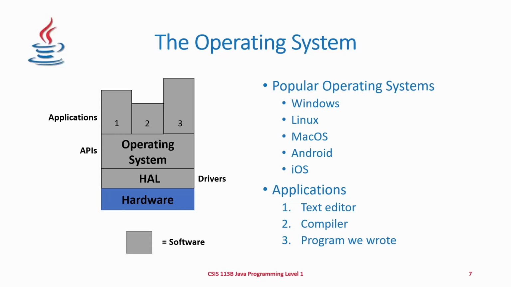The HAL then will process those calls and pass them on to the appropriate hardware device. The hardware device does whatever it needs to do, and then the results of that get passed back up through the HAL, back to the operating system, and then back to the application that initiated the process to begin with. So as far as popular operating systems, you're probably familiar with these: Windows, Linux, Mac OS, Android, iOS. And some examples of applications would be things like a text editor or a compiler, which we'll talk about in just a bit, and a custom program that perhaps we have written.